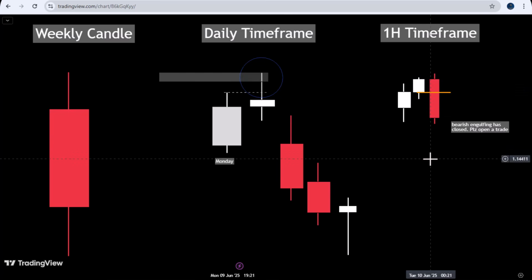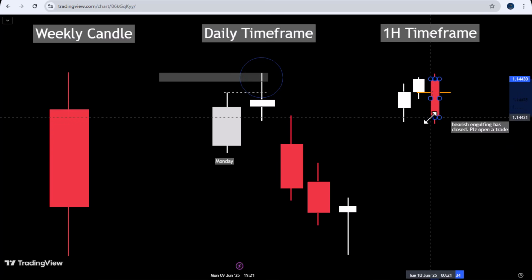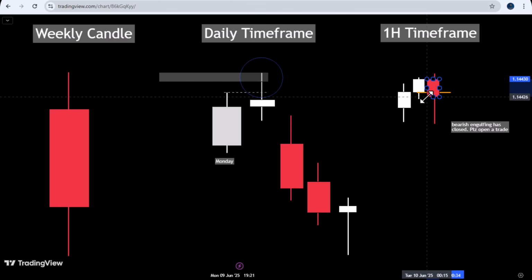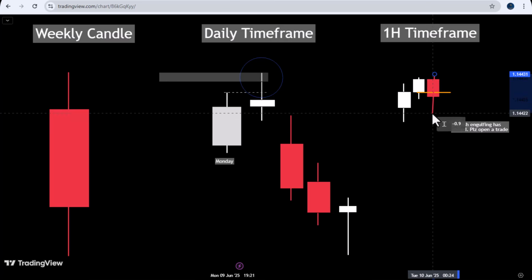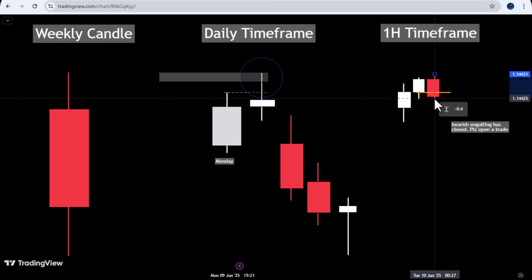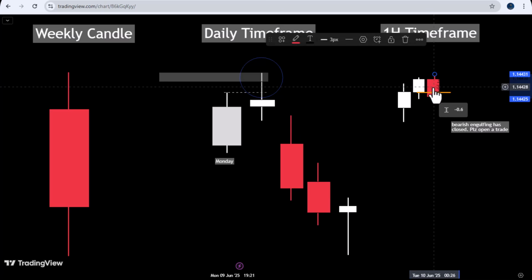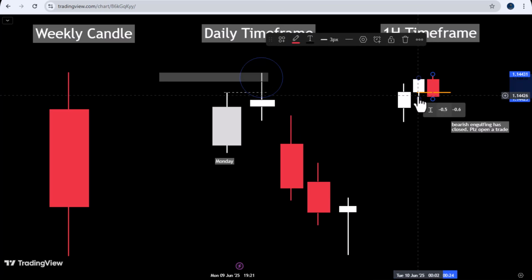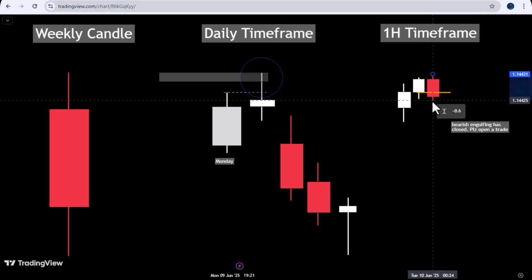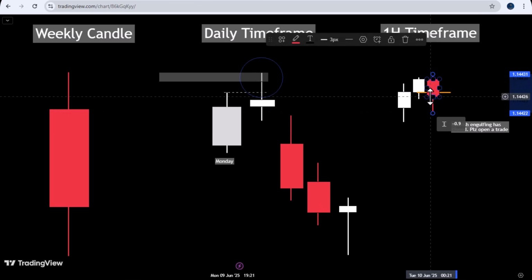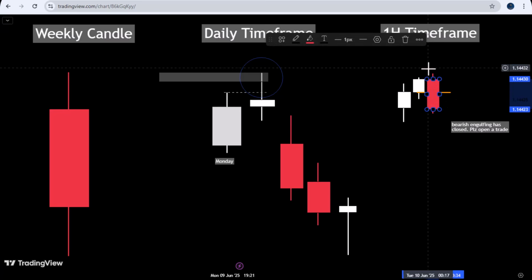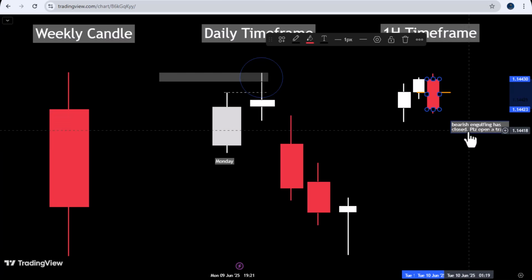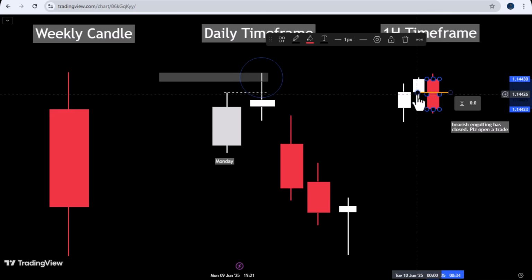Please open your trade. For example, it may be like this. And see, it didn't close below the wick, but it has closed below the body. Please open your trade. Okay? Hope you understand. This is an entry model. An easiest entry model.